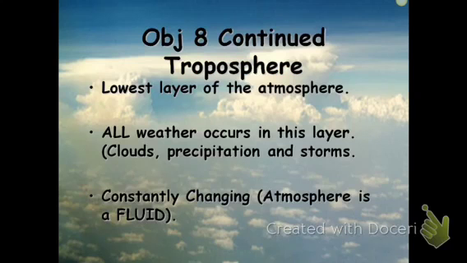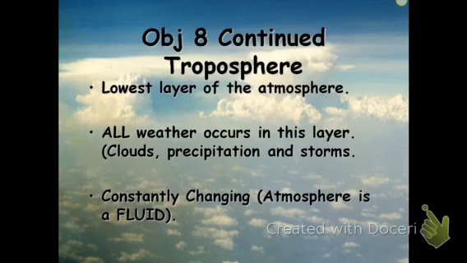Okay? Continuing objective 8, we're going to start talking about the first layer of the atmosphere. It is the lowest layer of the atmosphere. It's the one that we live in. All weather occurs in this layer: all your clouds, precipitation, some storms. Some of your clouds extend up into the stratosphere, but for the most part, they are mostly all in the troposphere. Again, we live in the troposphere.